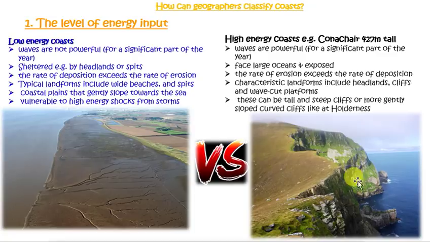Yep. And what type of landforms do we get? Well, they tend to be steep cliffs. So the harder and the more resistant the geology, the steeper the cliffs tend to be. Now, high energy coasts, we can also end up with more sloped, curved cliffs like at Holderness, but I'm not going to get too bogged down by that at the minute, because we'll cover that in more detail in future lessons. So low energy, high energy.